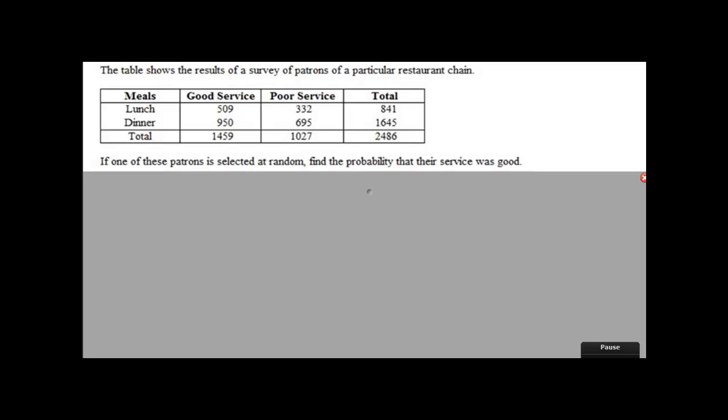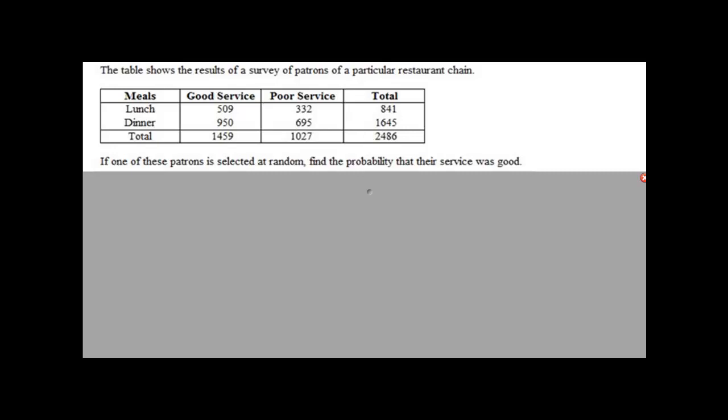Here's an example from 12.7 where we're going to eventually look at some problems referring to conditional probability. But first of all, let's look at what's given. We have a table, and you can look through the meals, lunch and dinner, and then other categories of having either good service or poor service, and totals.